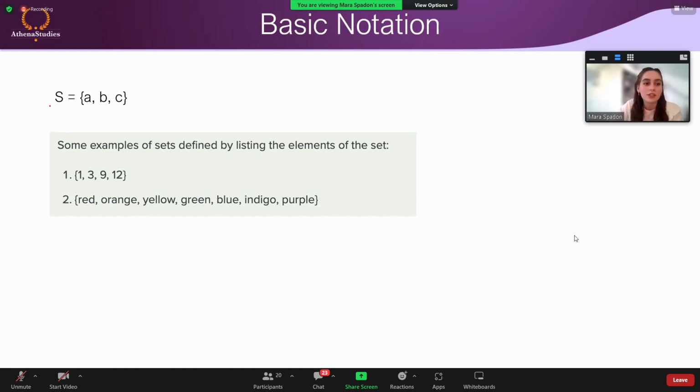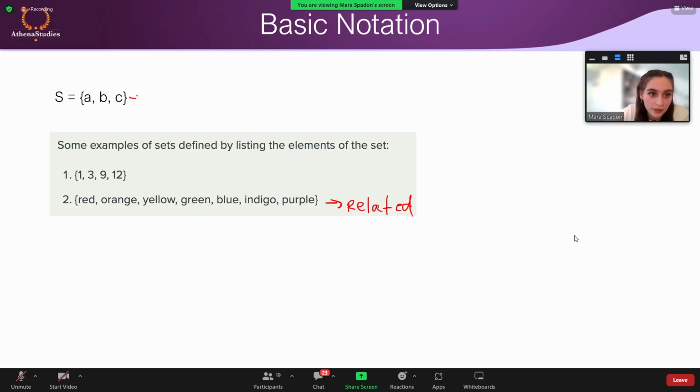So the basic notation of a set is as follows. We have this capital letter and we have elements separated by commas inside of the set. Here are some examples of sets. So we could have a set containing numbers, we could have a set containing colors. Honestly, the elements can range from numbers to words to letters to anything. It is just a collection of elements that are usually related. So as you can see, these are related because they're all colors.